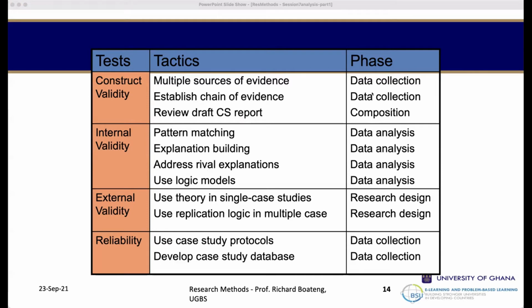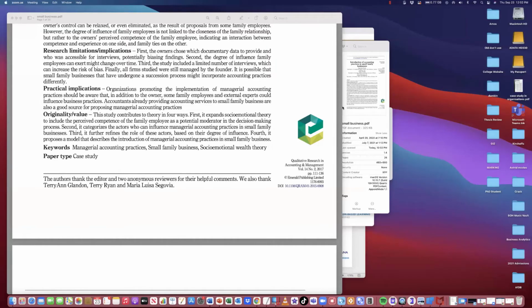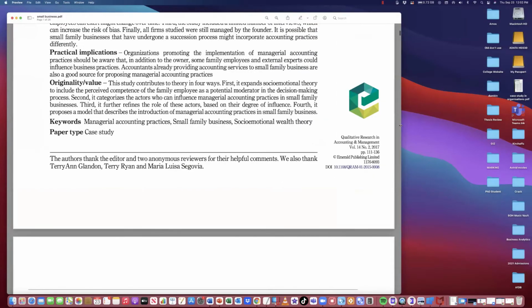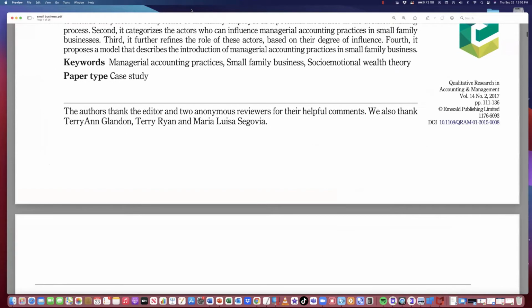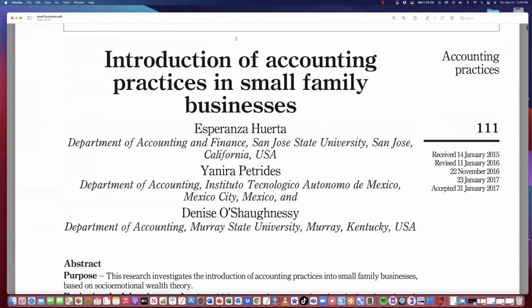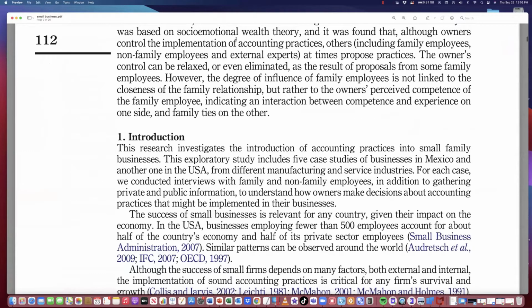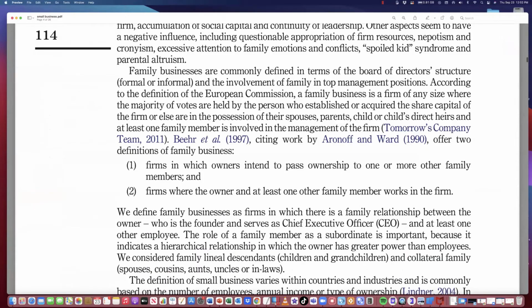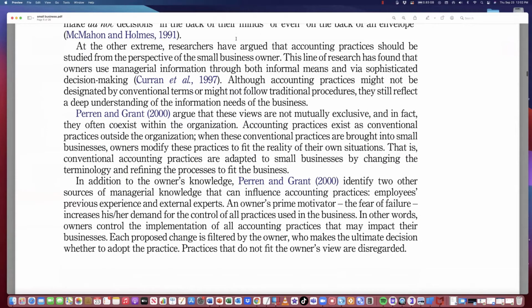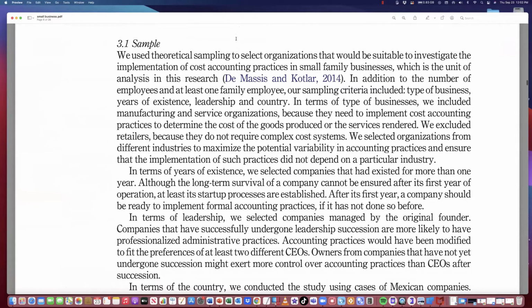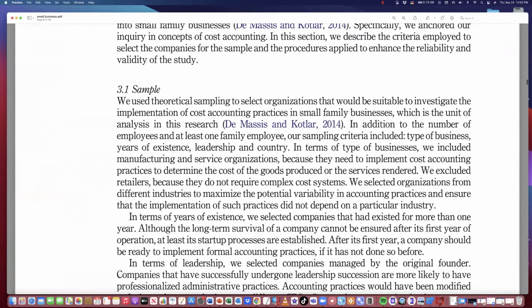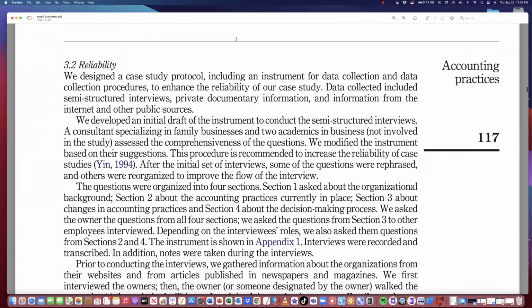Okay, it's a good question. I think the best way to answer is for you to actually look at it being done in practice. If you take your time, go and find this paper, Introduction of Accounting Practices in Small Business, Family Business, and then read the methodology section. The author talks about how to achieve all of them in a study, and that's a practical case. So you read how you selected a sample, how you achieve reliability.